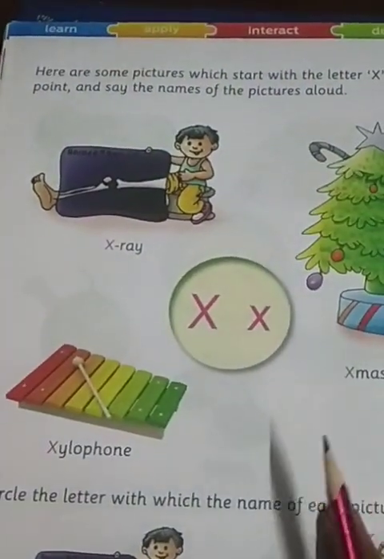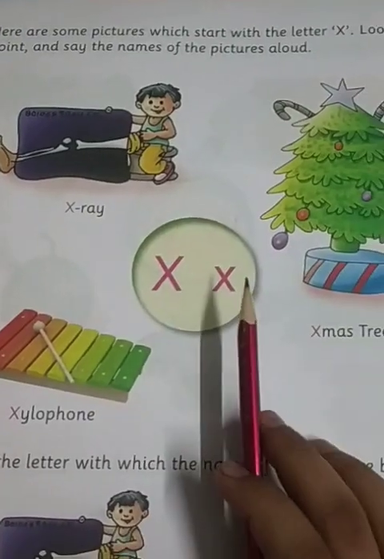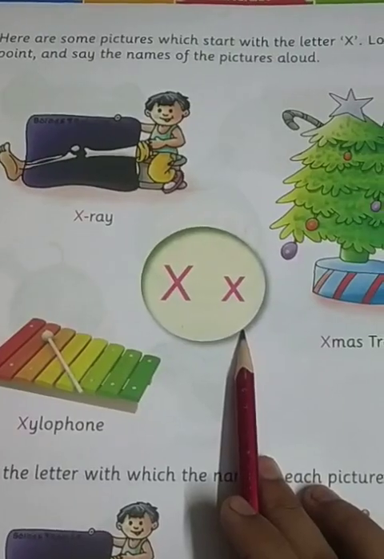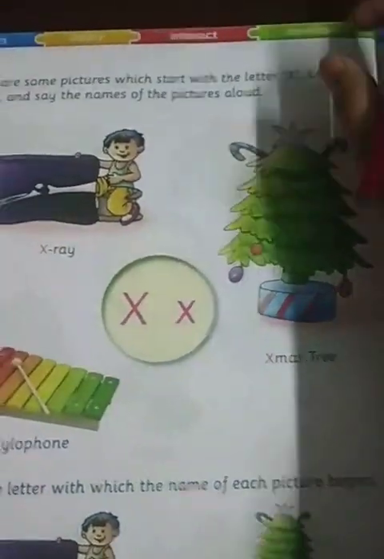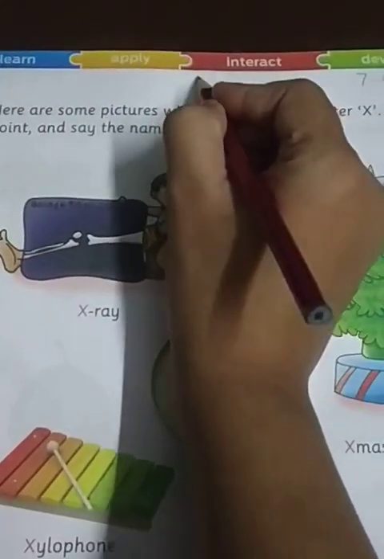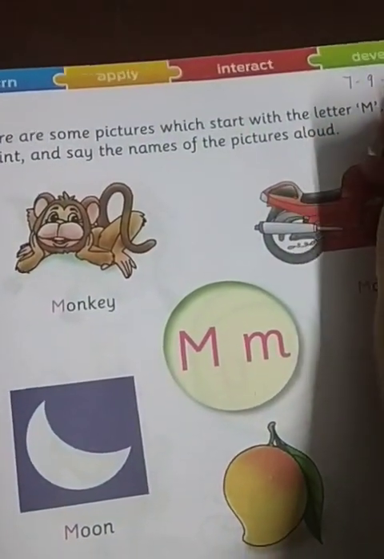Okay, let's just learn letter X. See, this is capital X and this is small x. Capital X, small x. Before that, write down homework and date. 7, 9, 20, 20. Homework nahi, sorry, classwork. In this page also 7, 9, 20, 20 and classwork.